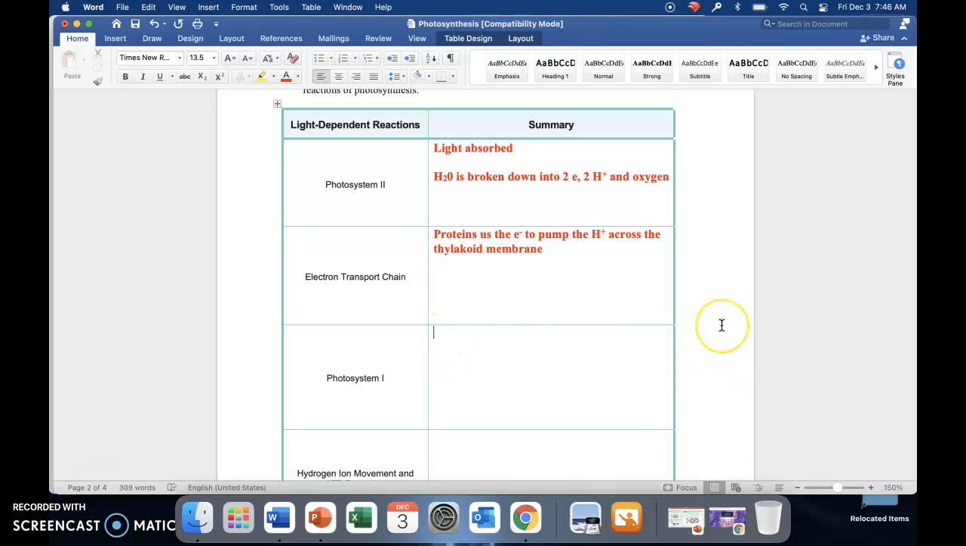Now we're going to move on to photosystem 1. Again, light is absorbed. We need to re-energize those electrons once again, and after that happens, we can make some NADPH.